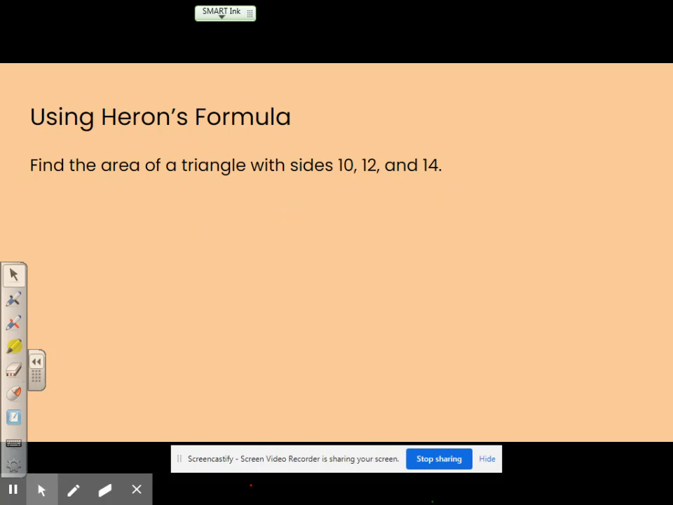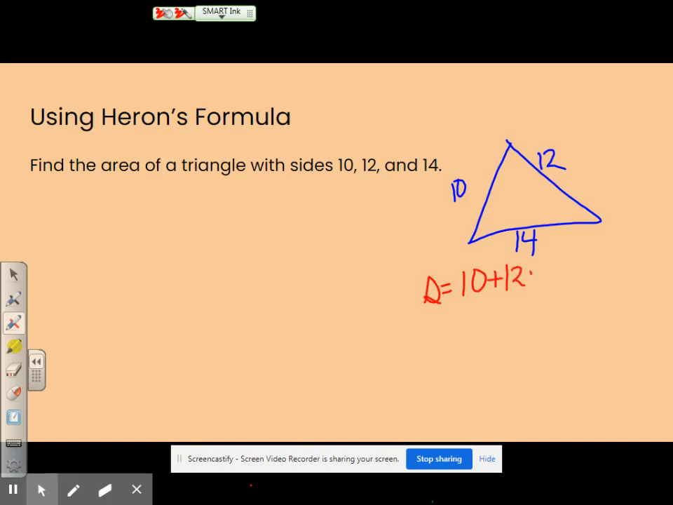All right, we want to find the area of a triangle with sides 10, 12, and 14. We don't know anything else, but we do know the sides, and that is enough for us to find area now. Our first step is to find that semi-perimeter. So I'm going to add up all of our sides, 10 plus 12 plus 14, divide by 2. Well, that's going to be 36 in the numerator over 2. And 36 divided by 2 is 18. So we know what our semi-perimeter is.